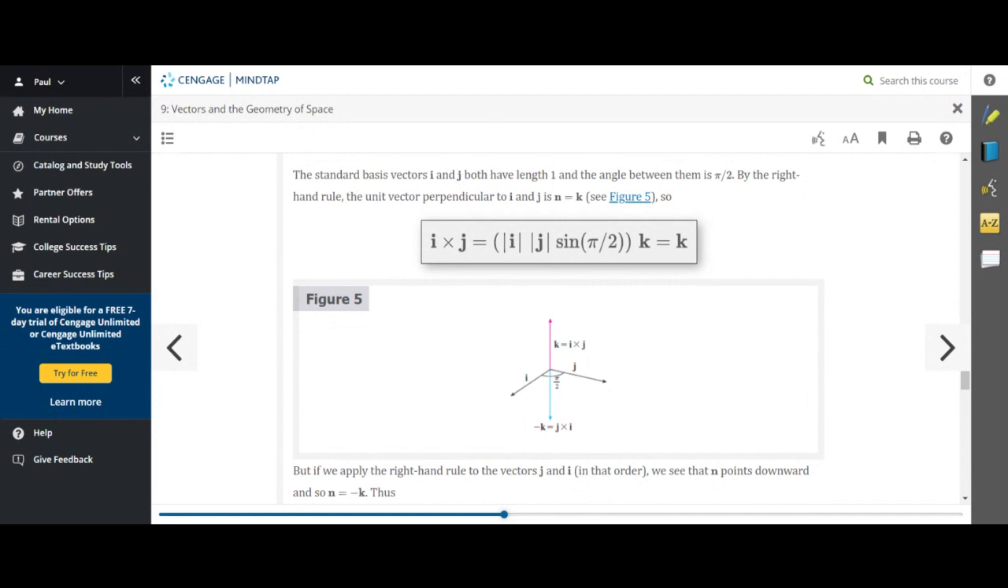Now, what if you did J cross I? What if you take your right hand and you curl your fingers from J to I? What direction does your thumb point? Points downward. That's good, Ellie. And so J cross I equals the negative K vector.